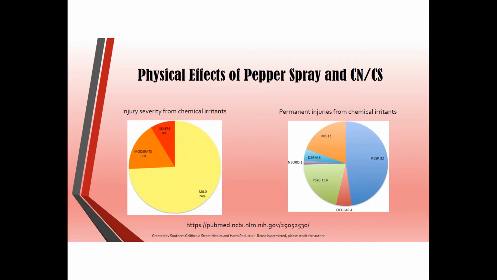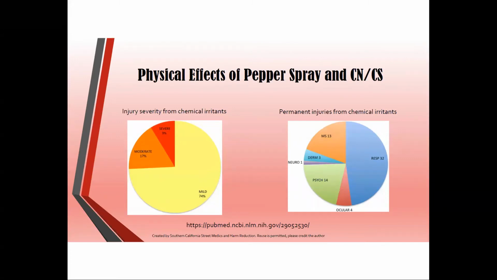Now we need to move on to respiratory, because I will say it again. It looks like 47% of permanent injuries from chemical irritants are respiratory in nature. Now on the left side, the same study, and the URL is down below, so feel free to go to our website and download the full study. There's some really good data there.